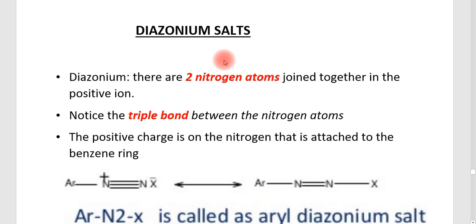Okay students, today we can discuss the last functional group in our module 5, that is chemistry of functional group 2, and the last functional group is diazonium salts.